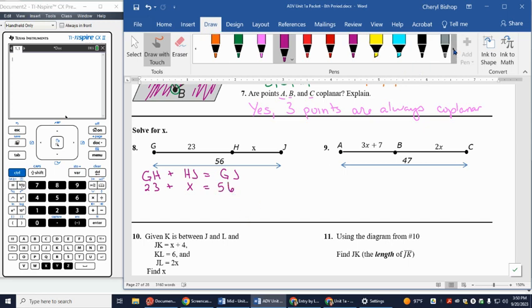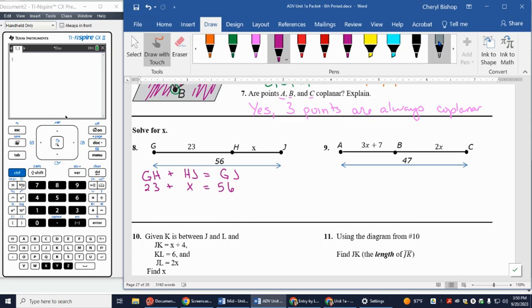What do I do to solve this one? Yeah, subtraction property of equality. When I do that, what do I get x to equal? 33. And you can check it if I put it up here. 23 plus 33 equals 56. Yay, it works.